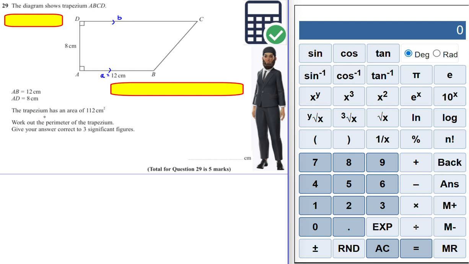Okay, the trapezium has an area of 112 centimeters squared. Work out the perimeter of the trapezium. Give your answer correct to 3 significant figures. So we need this to 3 significant figures.